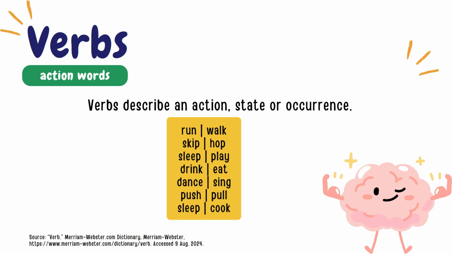Verbs describe an action, state, or occurrence. Words such as run, walk, skip, hop, sleep, play, drink, eat, dance, sing, push, pull, cook are some common action words that your child may come across in reading or some words they may utilize in writing.